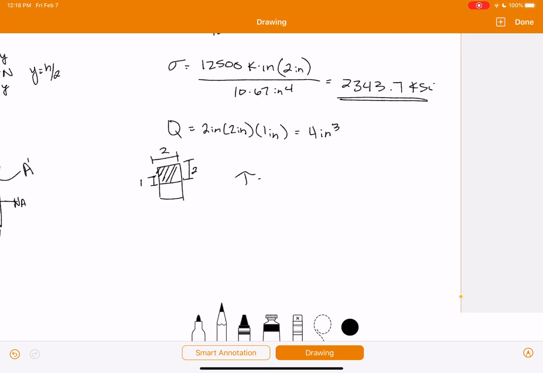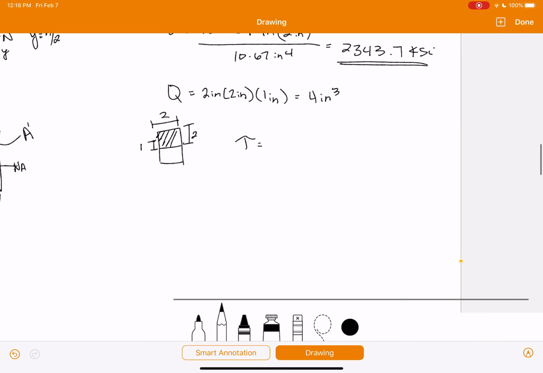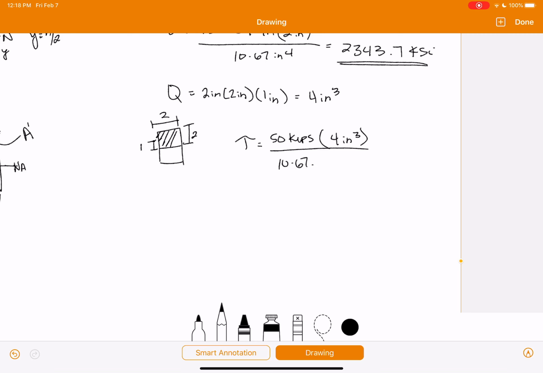And then we can find our max shear stress, which is going to be V, which we get from right here. So 50 kips times Q, 4 inches cubed, over I, 10.67 inches to the fourth, times B, which is this distance here, so 2 inches. Plug all that in and you'll get 9.4 KSI.